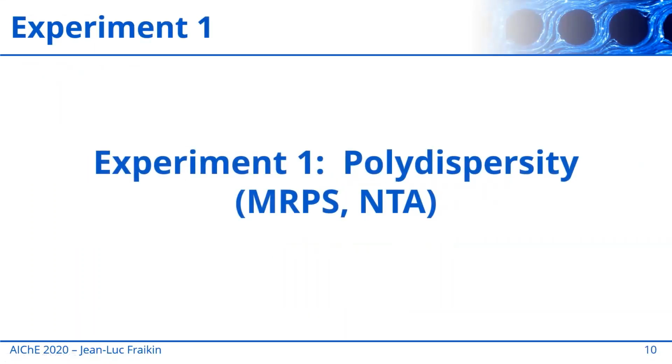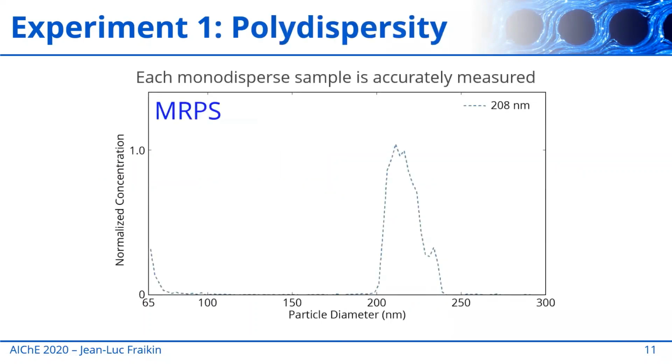So let's talk about measuring polydispersed samples and why orthogonal techniques are so important. So the first thing we did was take a few different polystyrene samples. So this will be this experiment. And using MRPS, we can measure this sample accurately. It's a 208 nanometer particle. These are NIST traceable beads. And you can see that here we've normalized the concentration. And there's a nice clear peak right at 208 where we expect the particles to be.